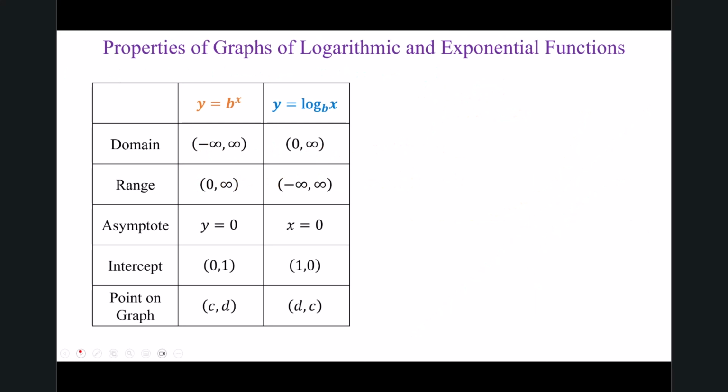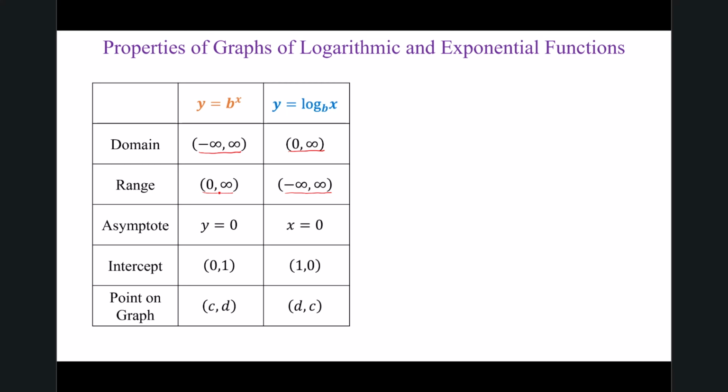Looking at properties of the graphs of logarithmic and exponential functions, we see a lot of similarities. They are inverse functions, which means the domain and range are switched. So for an exponential function, the domain was all real numbers, which means the range of a logarithmic function is all real numbers. Because we switched the x and y, because they're inverses, the domain of a logarithmic function is 0 to infinity, which is the range of the exponential function.